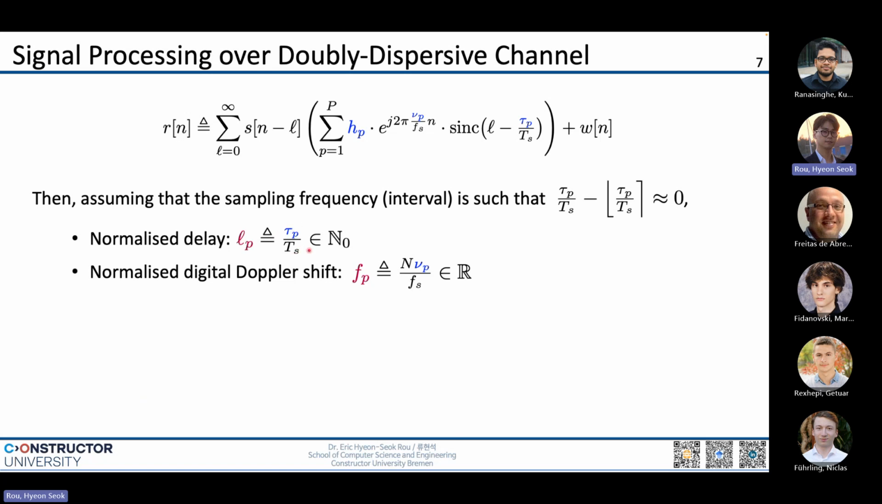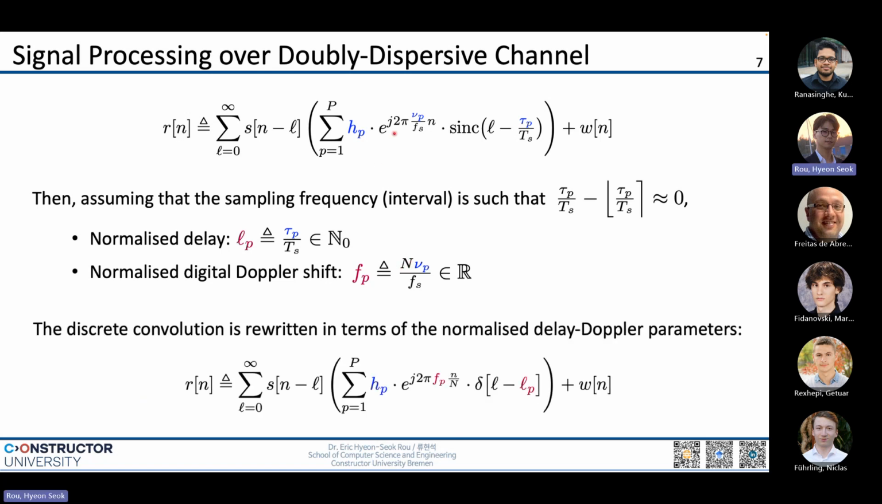And this is always going to be either 0 or positive integers. And the normalized digital Doppler shift, which we denote by this term here, ν of f of p, and we also add a term n for the digital Doppler shift. That means we can now insert these two normalized terms back into our form, and we get this normalized delay-Doppler version of the convolution, where now we have this f of p and l of p here.